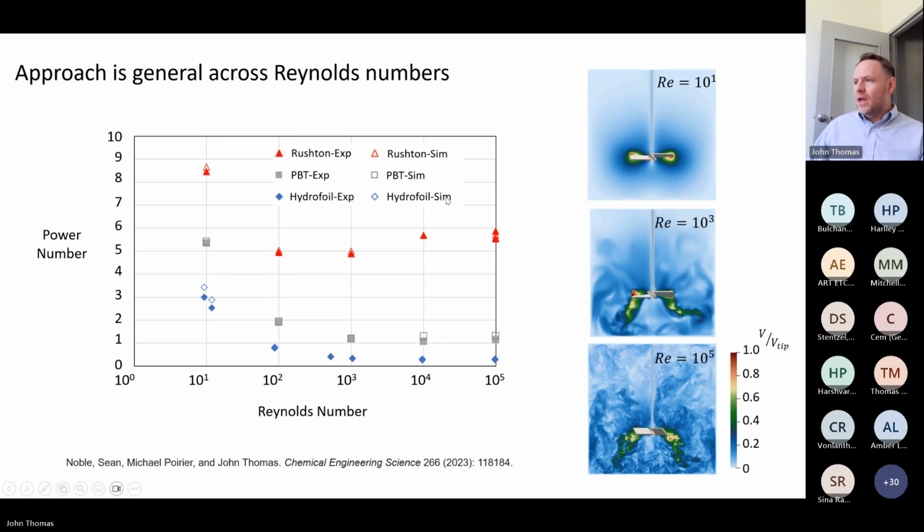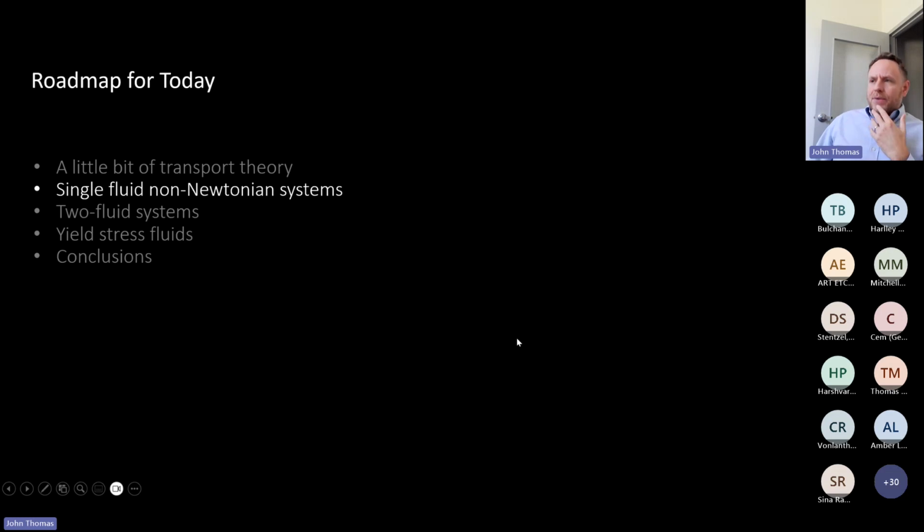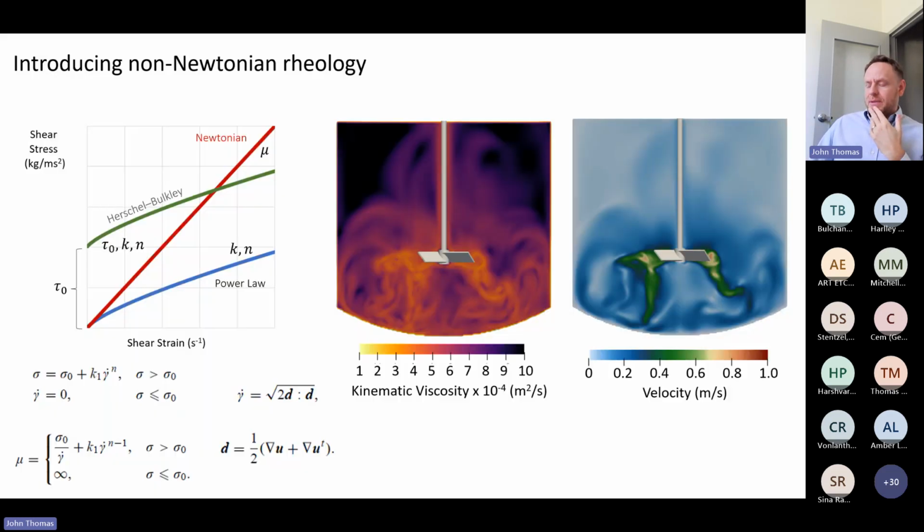That's it. We talked about this in a previous paper, but again, looking at power number as a surrogate for looking at suitability of the modeling framework. Okay, so I've spoken a bit about some of the transport theory, some of the key things I want to look at. Let's jump into the non-Newtonian fluids here. I'm sorry, the non-Newtonian fluids.